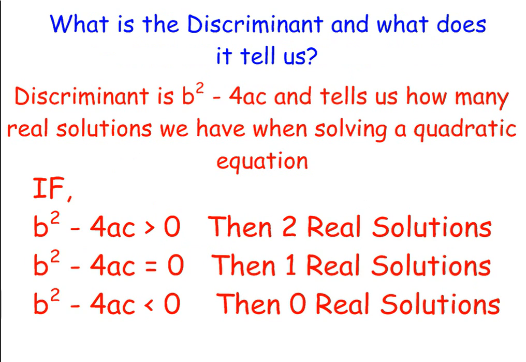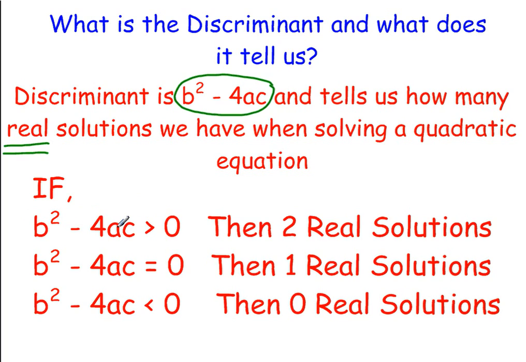So what is this discriminant? Well, the discriminant, and what does it tell us? The discriminant is the b squared minus 4ac part. And this should look familiar because this is the part underneath the radical in our quadratic formula. What it's going to do is tell us how many real solutions we have when solving a quadratic equation. Now, if you notice, we're not taking the square root of this number. It's truly just the value underneath the radical.